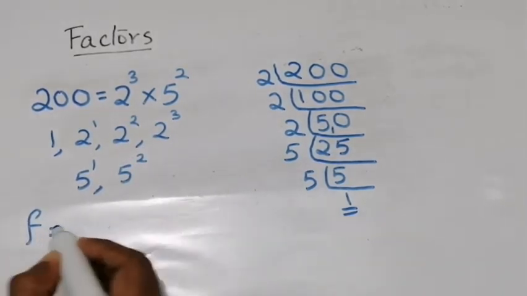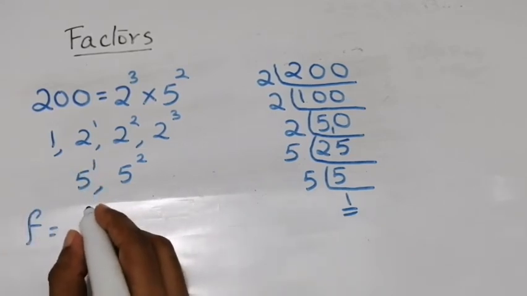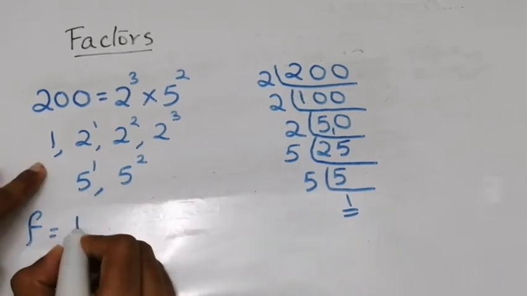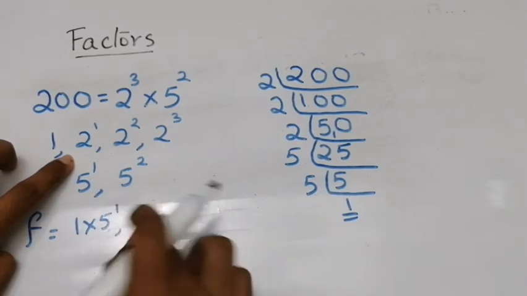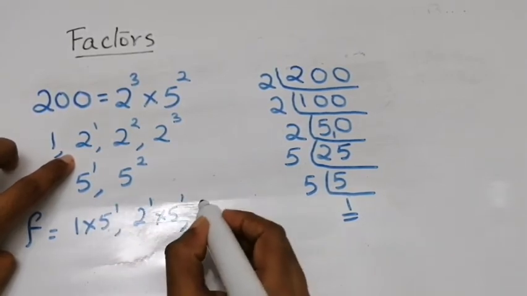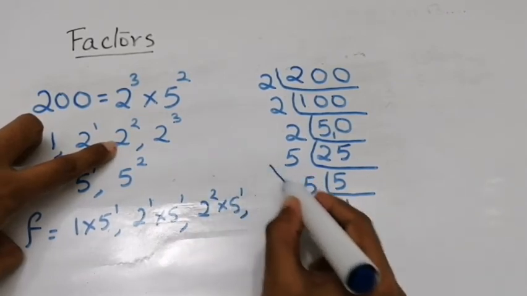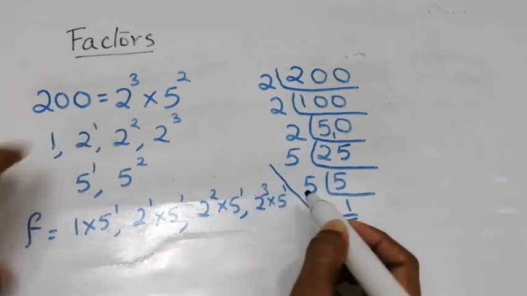So how can we write the factors? It's easy. Just see how we are going to do this one. 1 into 5 to the power 1, then 2 to the power 1 into 5 to the power 1, 2 to the power 2 into 5 to the power 1, 2 to the power 3 into 5 to the power 1.